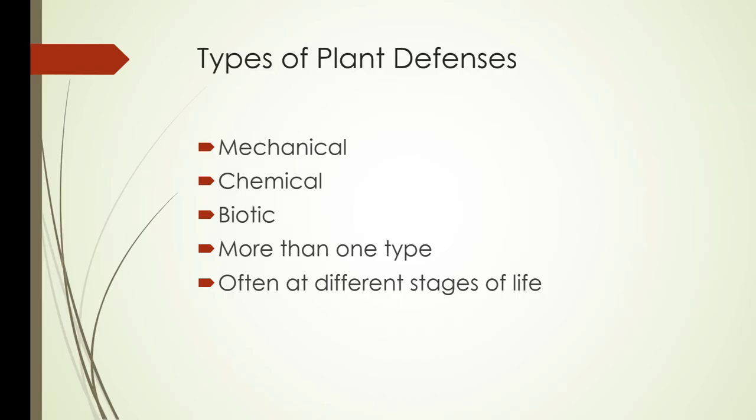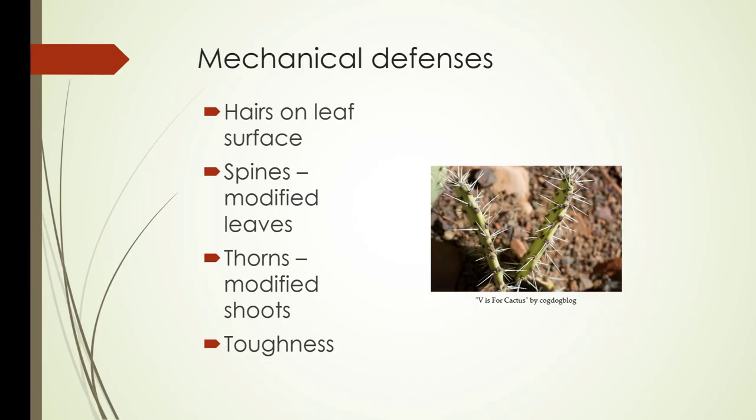So some of the plant defenses you'll see are mechanical, chemical, biotic. Some plants have more than one type of plant defense, and often at different stages of their life. So some of the defenses include hairs on the leaf surfaces, spines, which are modified leaves, thorns that are modified shoots, and toughness.